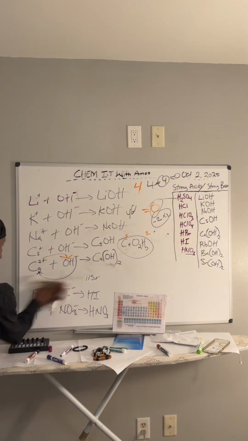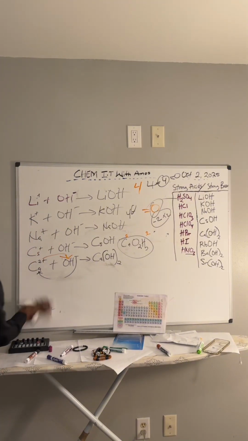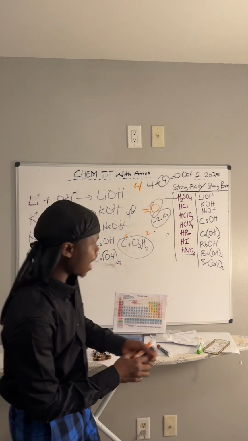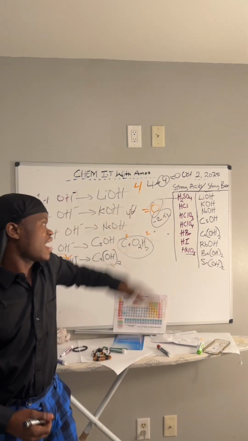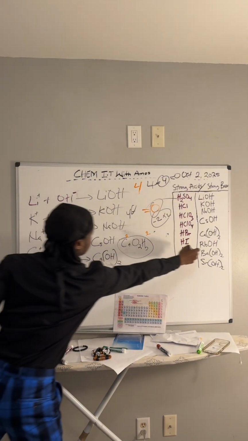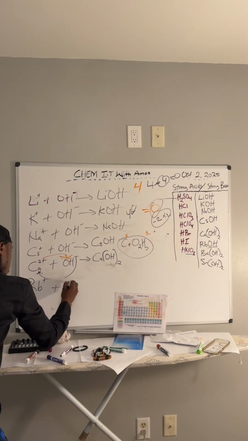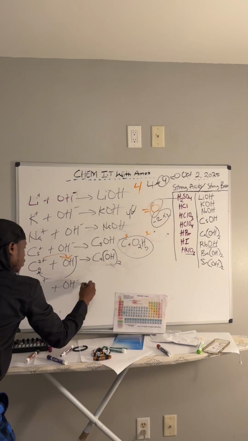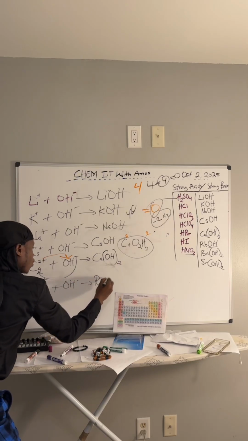So why? Because, let's say you have rubidium hydroxide. Rb is in group 1. So Rb is in group 1. We have a positive charge plus hydroxide right here, OH. So OH minus. That gives you RbOH.